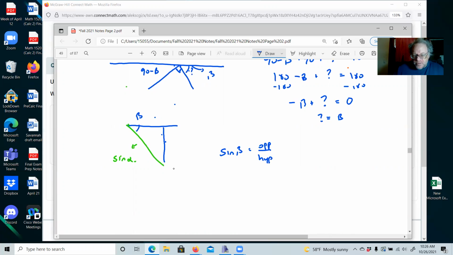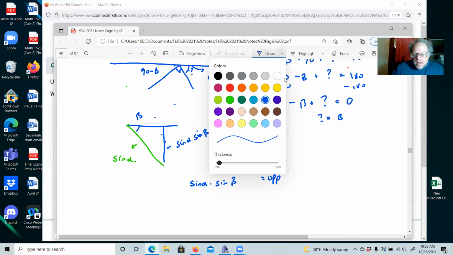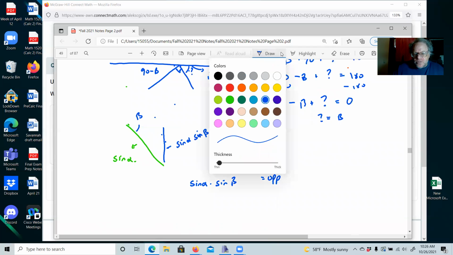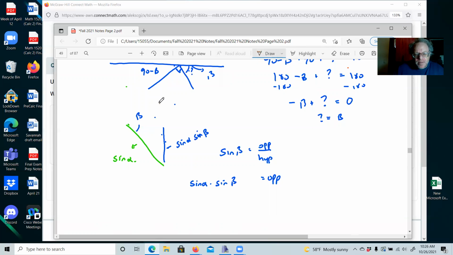So the opposite side here is equal to sine alpha, sine beta. So this side here, this is sine alpha, sine beta. Okay. Let's erase this side right here. Change it to a different color. You could say brown for beta too.